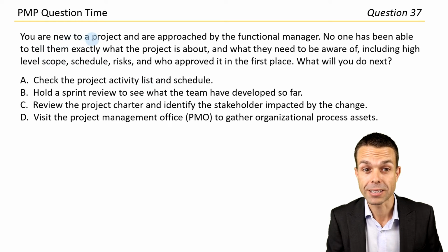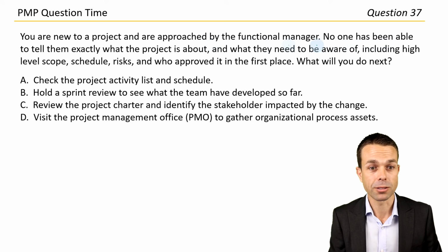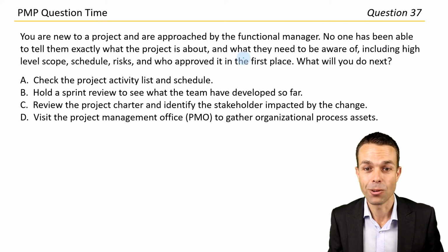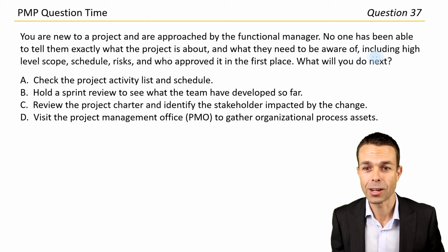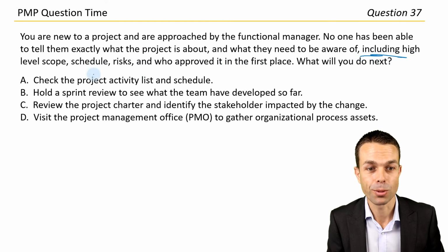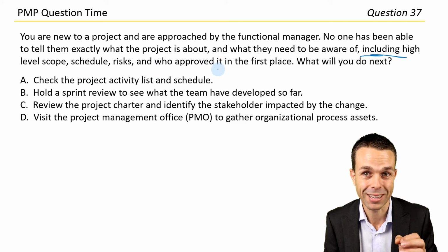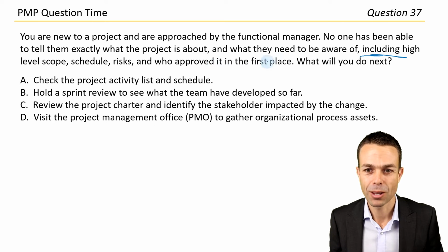You're new to a project and you've been approached by the functional manager. No one has been able to tell them exactly what the project is about. Oh, that's a bit worrying. And what they need to be aware of, including the high-level scope. Oh, I like where this is going. High-level scope, schedule, risks, and who approved the project in the first place. This sounds like the project charter, but let's have a look. What will you do next?